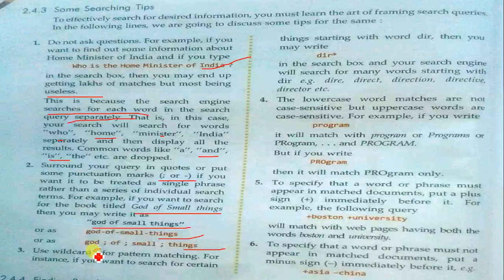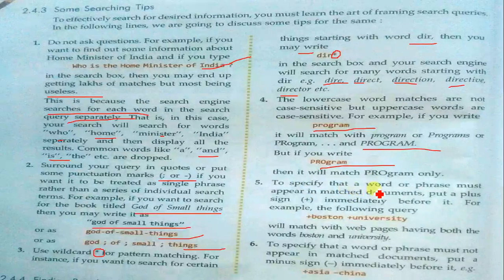The asterisk mark is used for pattern matching. For instance, if you want to search for something starting with the word dir, you write dir followed by an asterisk sign. This will search for dir, direct, direction, directives, director, etc. Search engines are not case sensitive, so whether the word is written in lowercase or capitals, it will be searched.